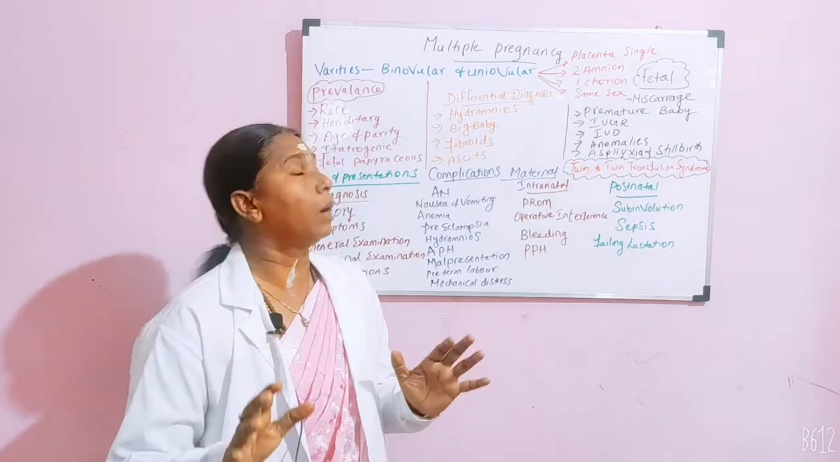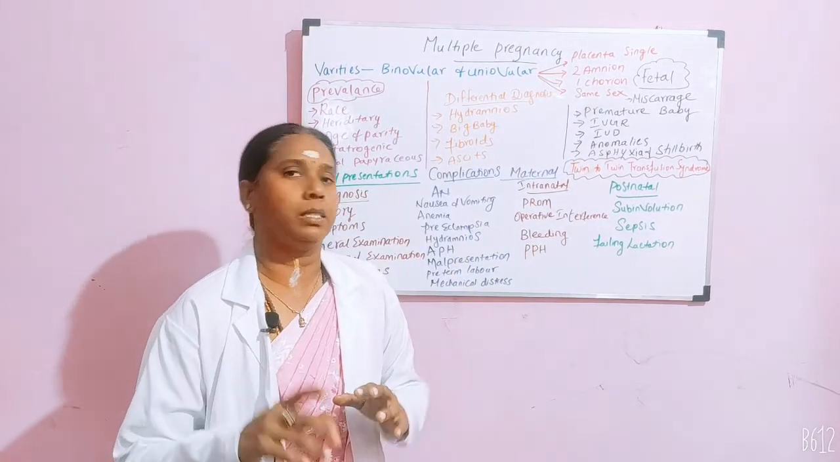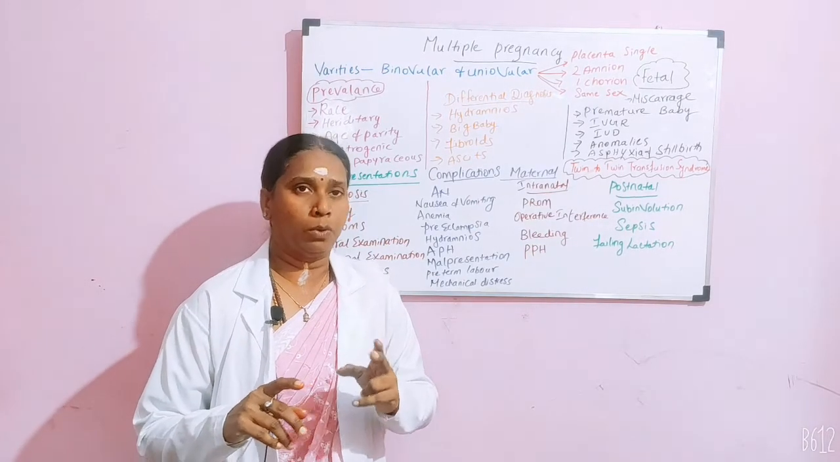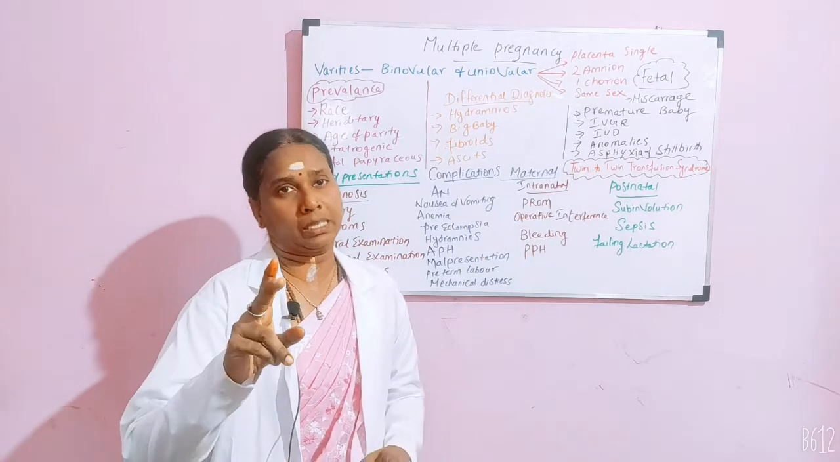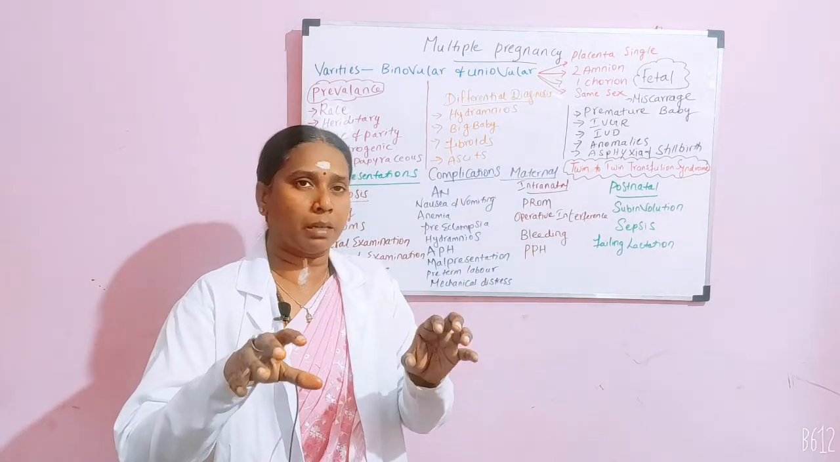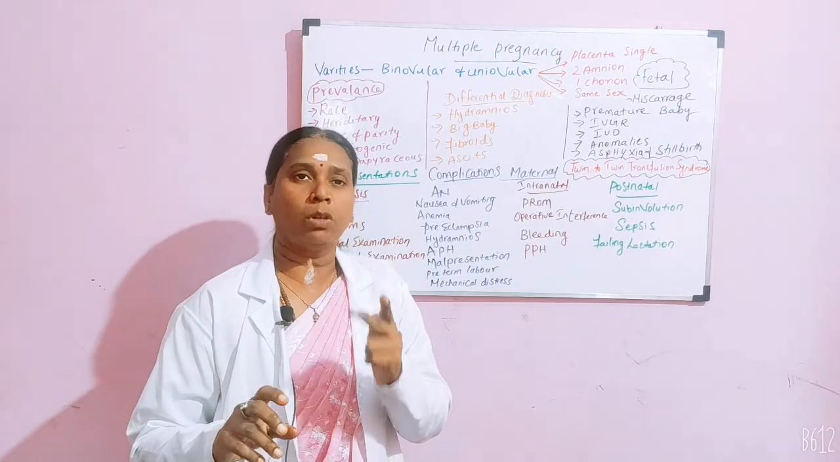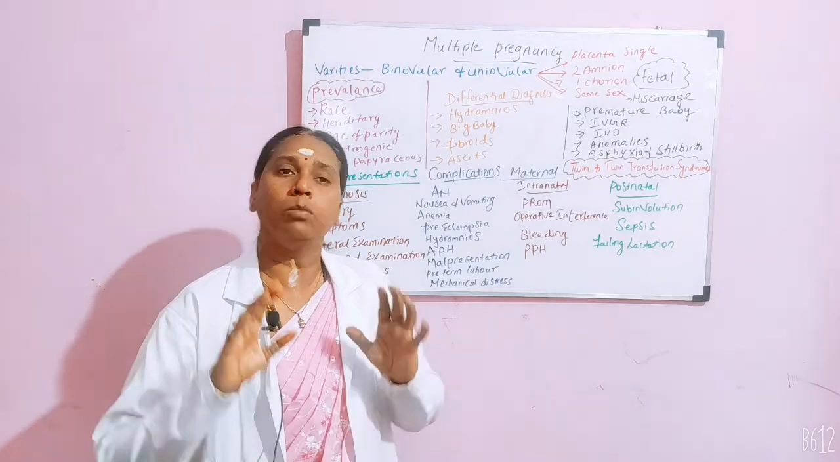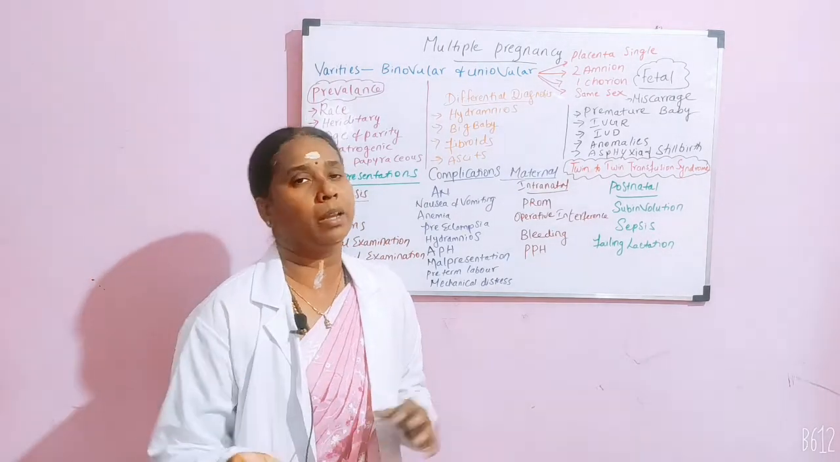Now what happens in biovular pregnancy? When there is a biovular twin pregnancy, usually you have two placentas, that is, bi, two babies which are separate. So you have two placentas, two amnions and two chorions, and most of the time the sex of the babies may also differ.